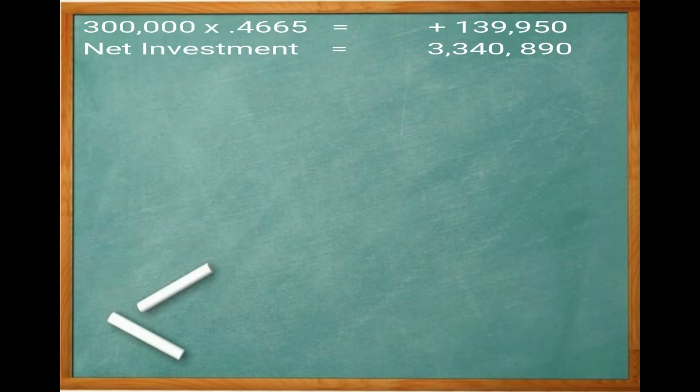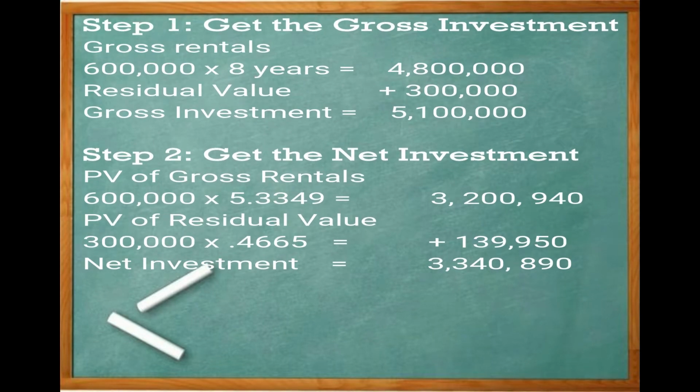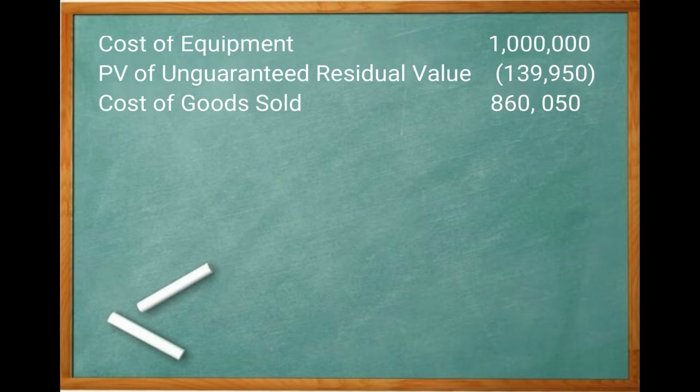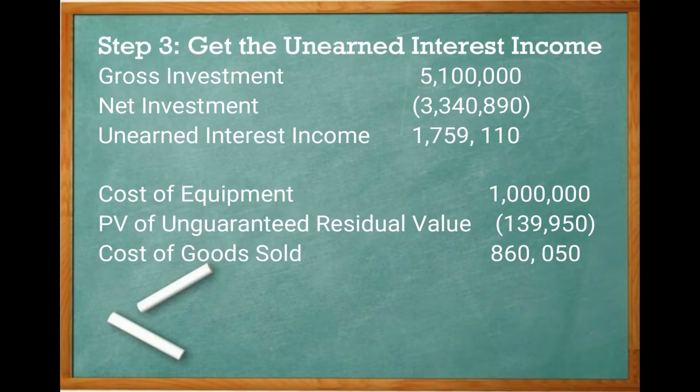1,200,940 plus the residual value non-guaranteed, 300,000 times 4.4665 equals 139,950 equals the net investment at 3,340,890. Step 3. Get the unearned interest income. Gross investment na 5,100,000 minus the net investment 3,340,890 equals the unearned interest income 1,759,110.